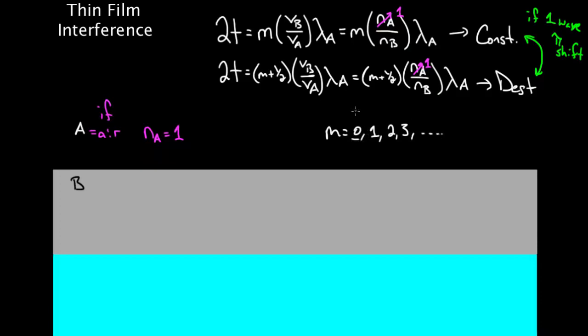m equals 0? Can you really have 0? Yeah, you could, kind of. I mean, if m equals 0, that would say the thickness is 0. Doesn't that mean you have no thin film? Well, sort of. But if this thickness is very, very small compared to the wavelength of the light, it's as if the thickness is 0, and that will give you either constructive or destructive depending on the pi shift.